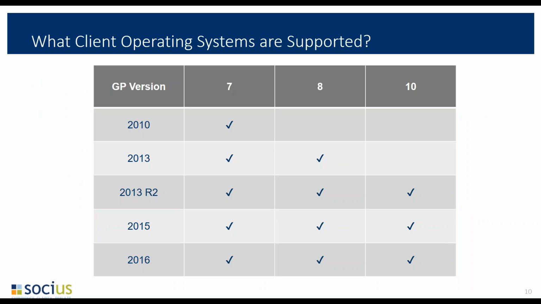So we'll have to plan for all that. All right, so here's a biggie for some of you. Most people probably don't have Windows 7 anymore. But even if you do, notice that GP 2015 and GP 2016 both support Windows 7, 8, and 10. So from a workstation standpoint, generally 99% of you are perfectly fine and probably don't need to worry about the client operating systems.